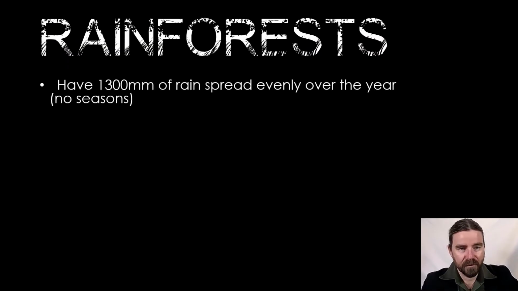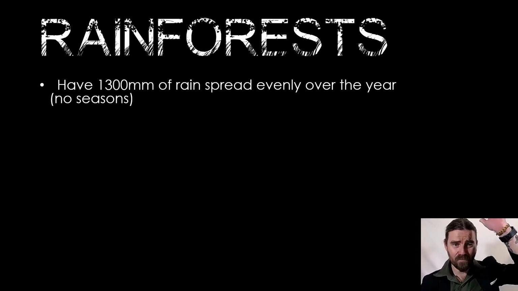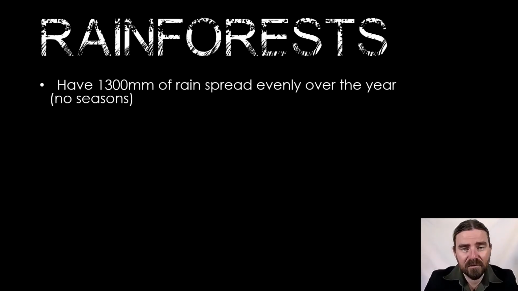Rainforests. Obviously, they need to have lots of rain. So we're talking about at least 1,300 millimeters of rain. That's 1.3 meters of rain. That's about the height of your average year 7, maybe. And it's usually spread evenly over the year. So rainforests are often found in the tropics, which is in the middle, near the equator, and you don't have very severe seasons in the tropical areas. So it's usually the same weather all year round.